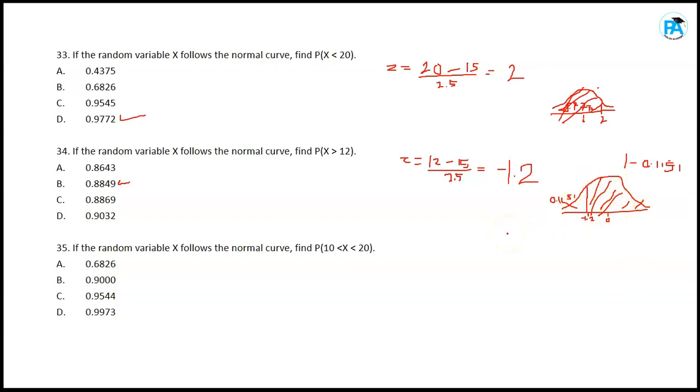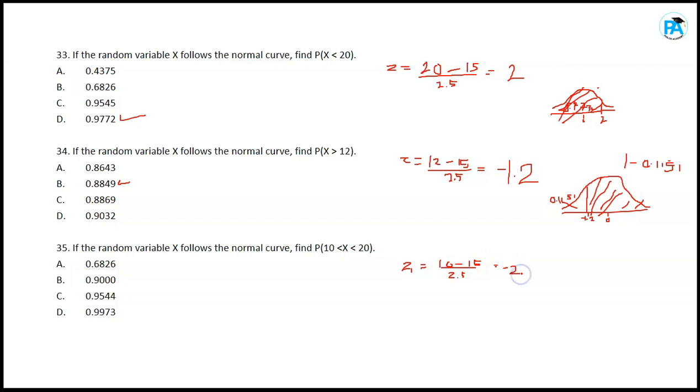So let's look at question 35. Question 35 says, if the random variable x follows the normal curve, find P for 10 less than x less than 20. So to do this, you are going to find two z's. So we find z1. You consider your first x to be 10. 10 minus 15 divided by 2.5 gives you what? Negative 2, isn't it?